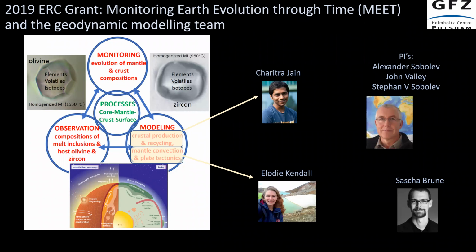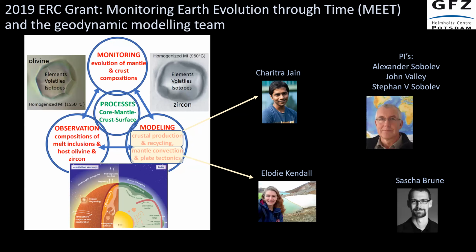In order to answer these questions and many others, Stefan and his co-PIs were awarded the ERC Grant in 2019 called Monitoring Earth's Evolution Through Time. Most of you know it as MEET. What I'm showing you here is this triangle between us in the geodynamic modeling section. So my focus is on mantle convection and plate tectonics, and CJ is looking at crustal production and recycling, and then how we pass our constraints to the geochemists and receive also some of their data.